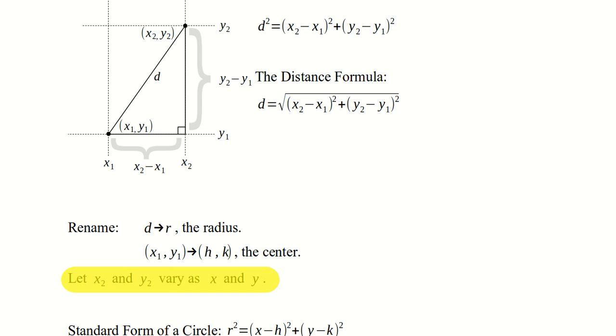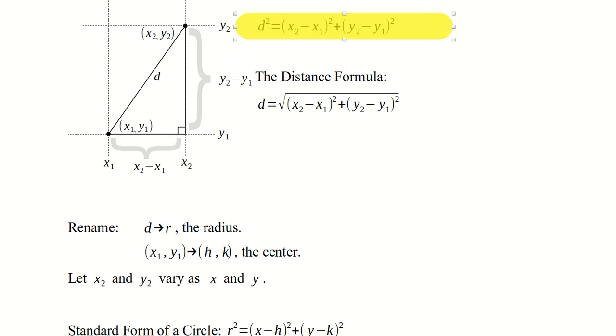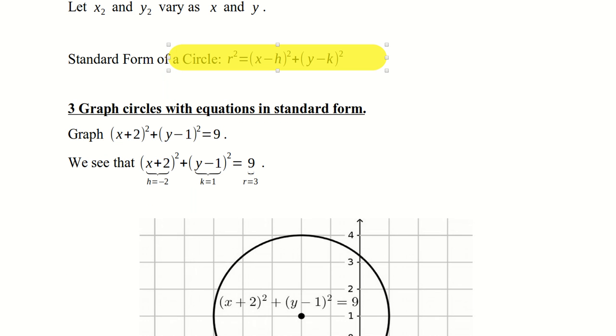So if you take a look at what we've done, we've taken the distance formula and we have done some substitution. And with that substitution, we've got the standard form of a circle. Now, this is very powerful because it allows us to graph any circle, any radius, and any center. And a center and a radius uniquely determines a circle. So let's take a look at graphing circles with equations in standard form.